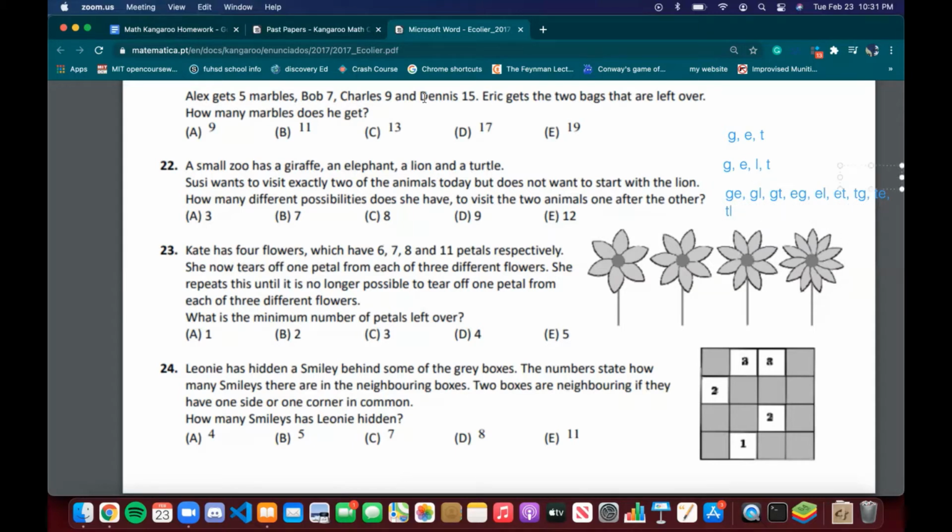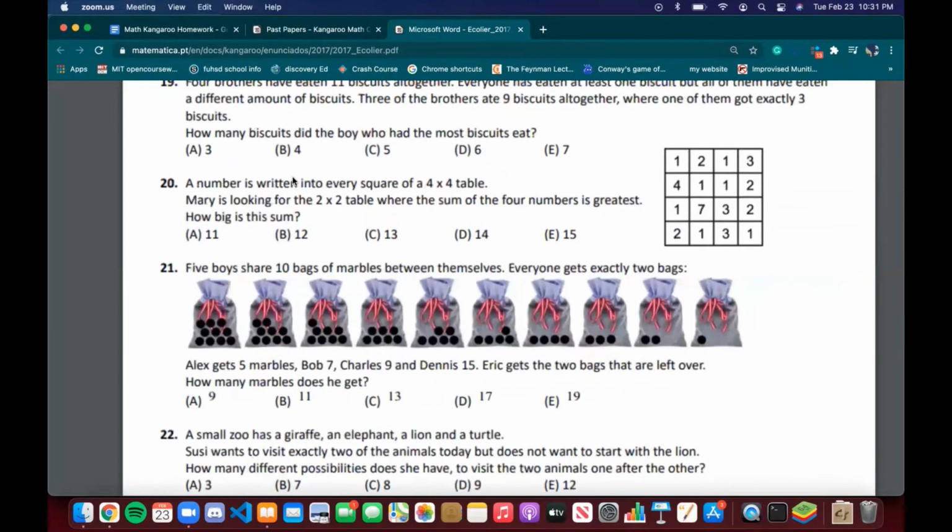So now we count out all the things that we got. So 1, 2, 3, 4, 5, 6, 7, 8, 9, and the answer for problem 22 is D, which is 9. This is pretty easy. Shouldn't give you any trouble.